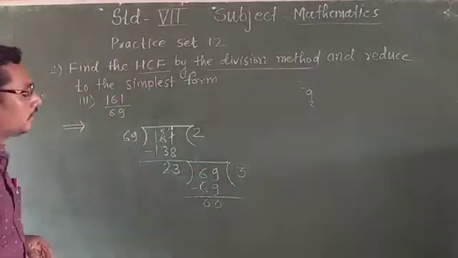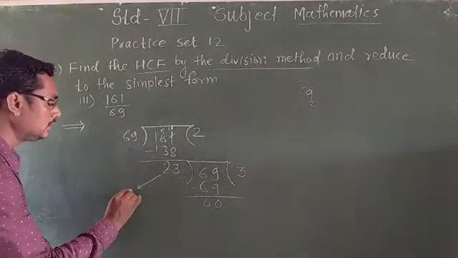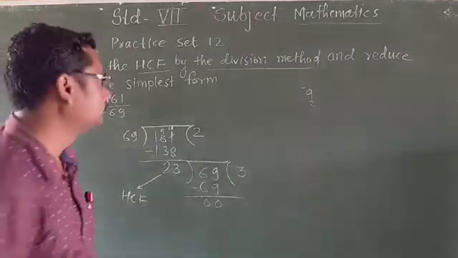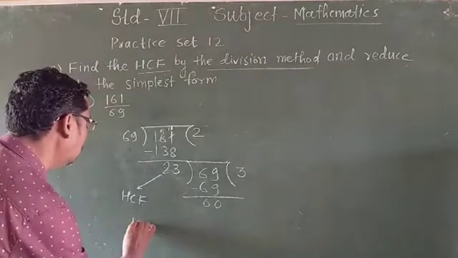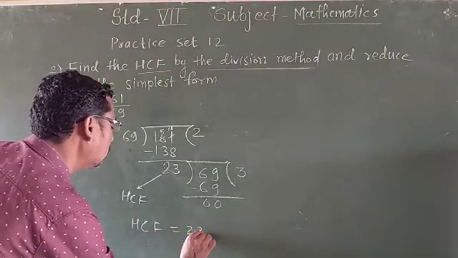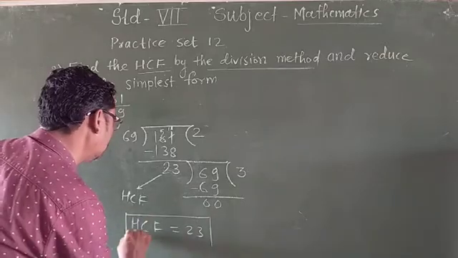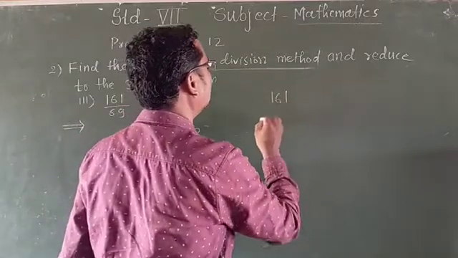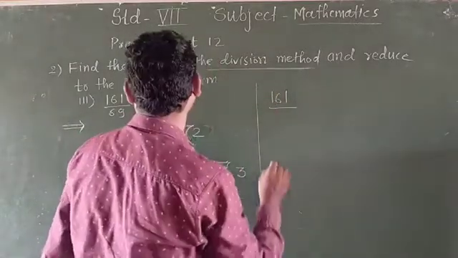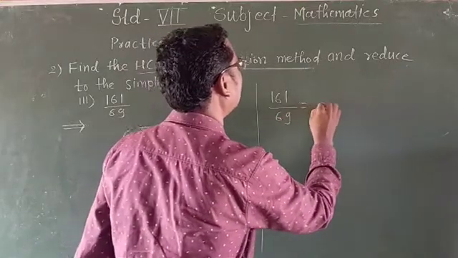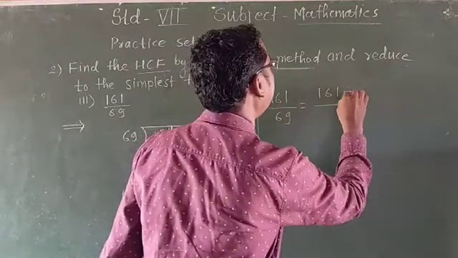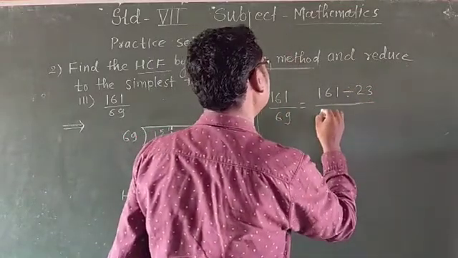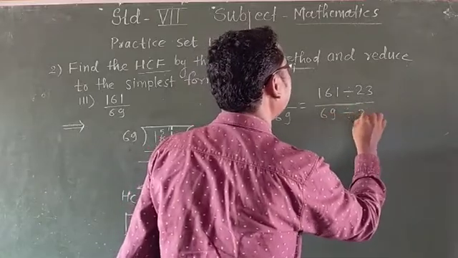So what is the HCF then? 23 is the HCF. 23 is the HCF. Okay, HCF is, that we have to write. HCF is 23. Now write in the simplest form. 161 divided by 69. So 161 divided by 23, okay, and 69 divided by 23.